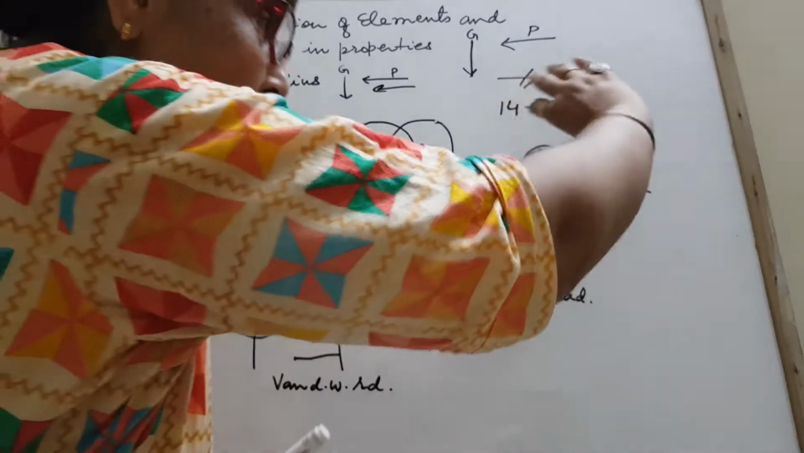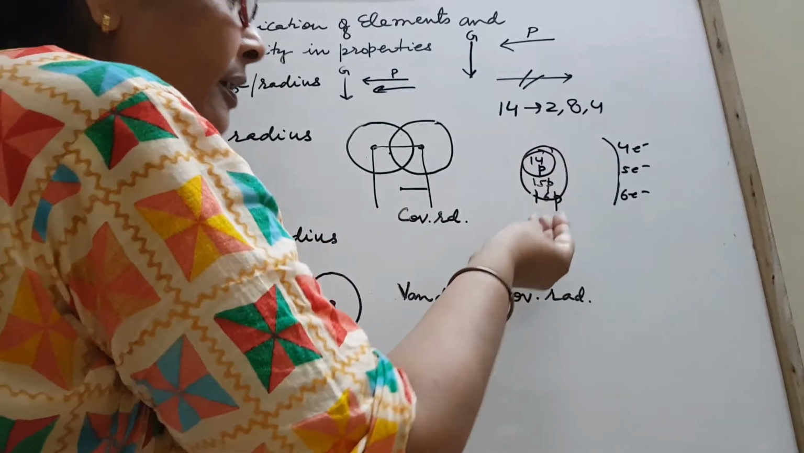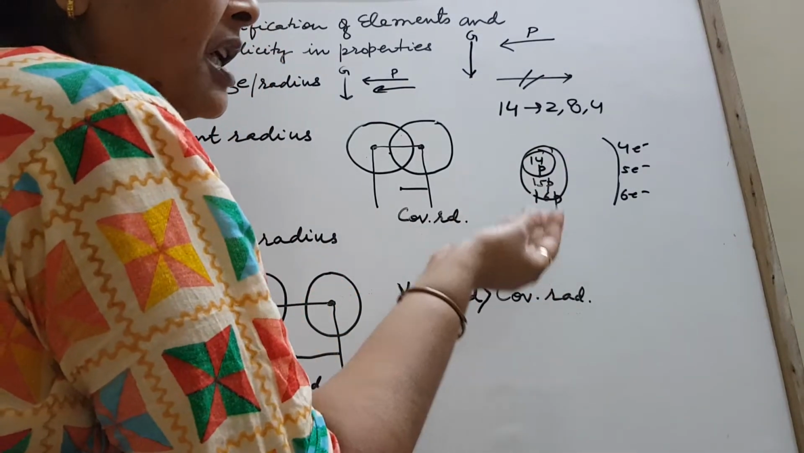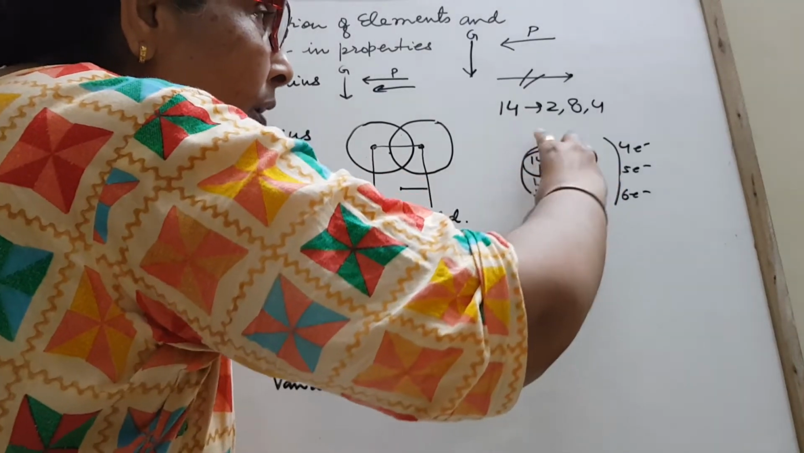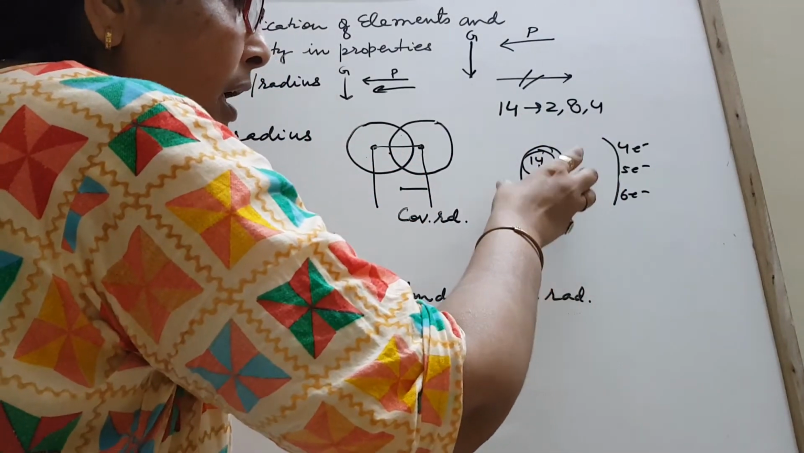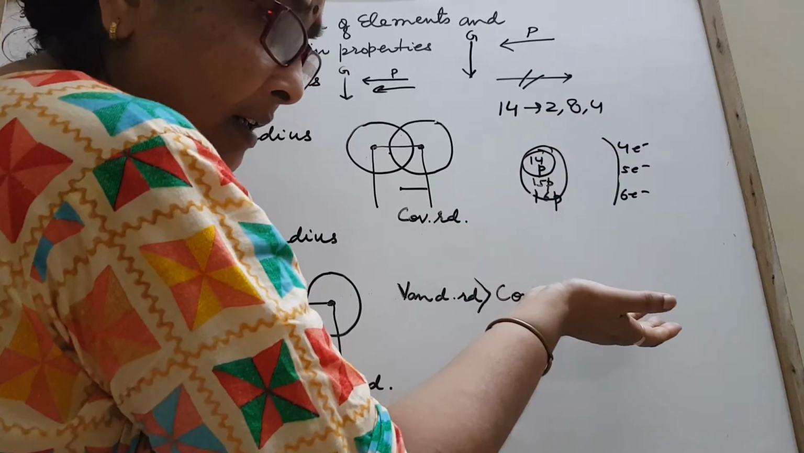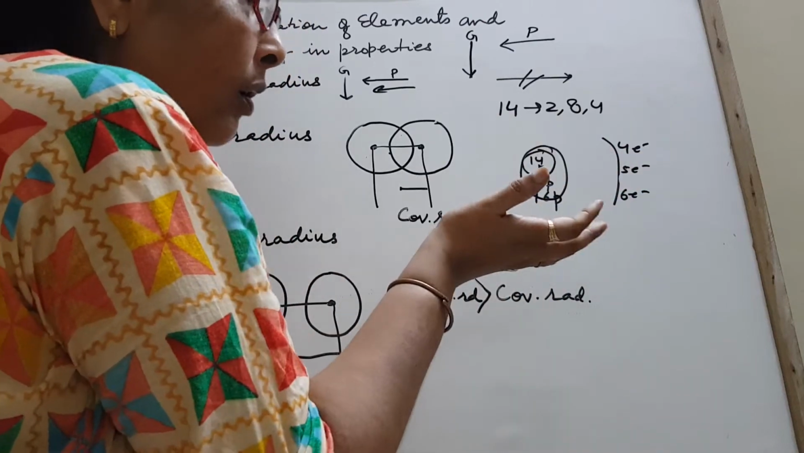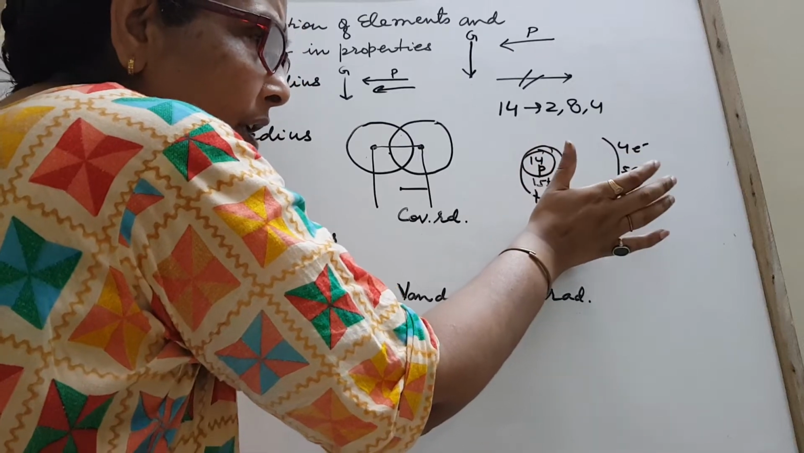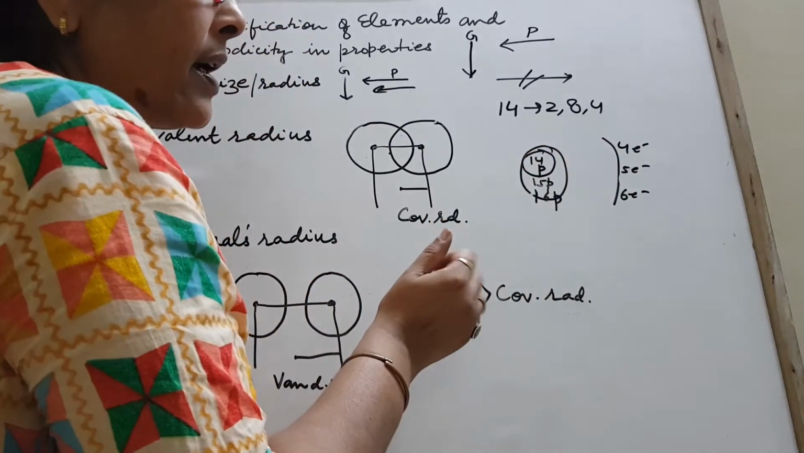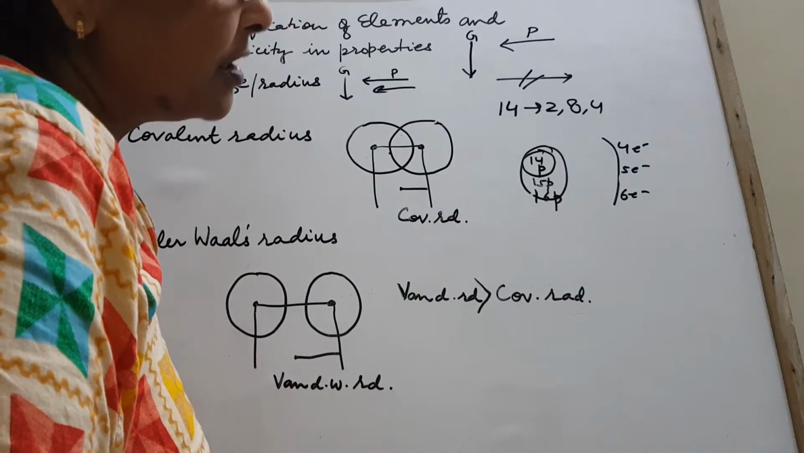Now children, same shell, and with the increase in the number of protons, the reason being the atom remains neutral, this nucleus becomes more and more stronger. And the distance was the same, the same shell. So what happens overall? Once this nucleus becomes strong, it will have a strong pull on this outermost shell, and it will get pulled towards the nucleus, and thus the size decreases.